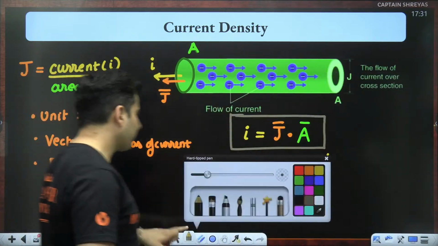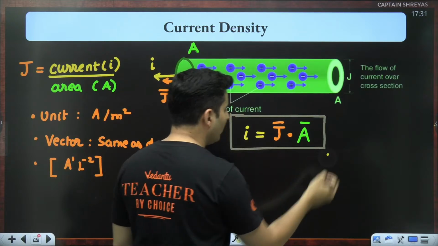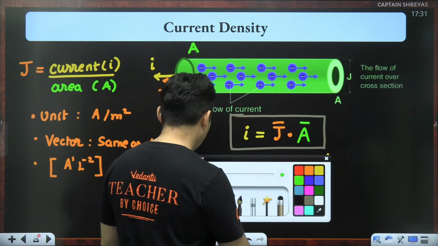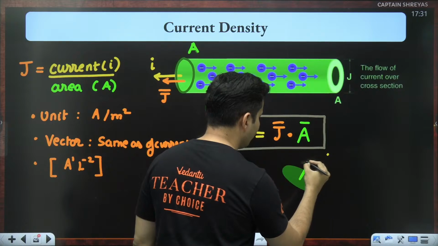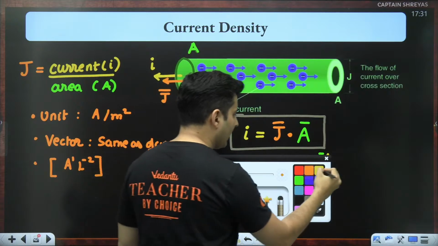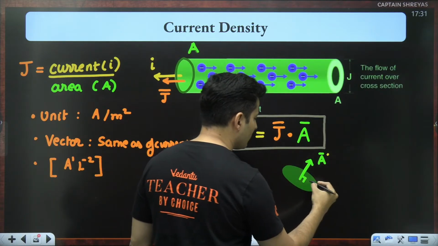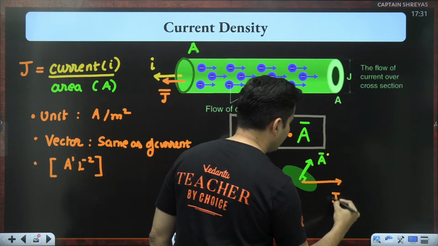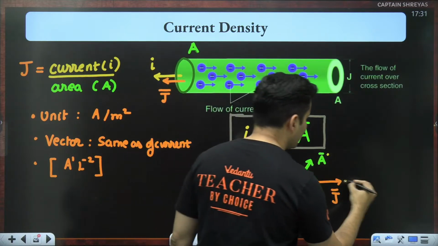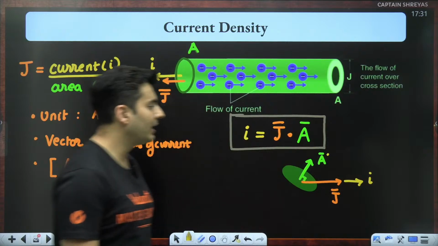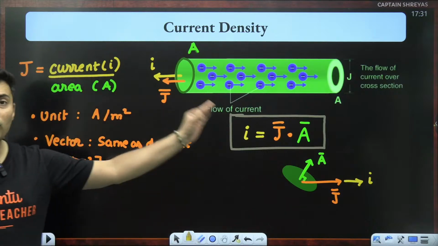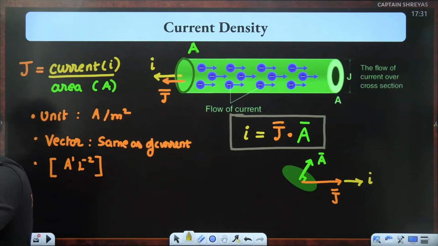So if by chance your cross-sectional area is some weird looking area, doesn't matter. Let's say this is your weird looking area. So the area vector will be in some weird direction like this. Remember, area vector is always perpendicular to the actual given area, and the current is flowing rightwards. So maybe the current density is like this. You take the dot product of both of them, and what you will then get is how much current is flowing through it. Is that okay? So this is the vector formula for current density. Keep that in mind.